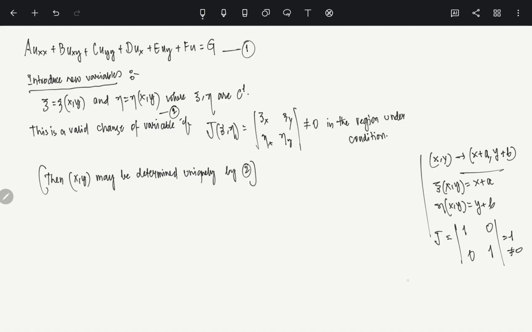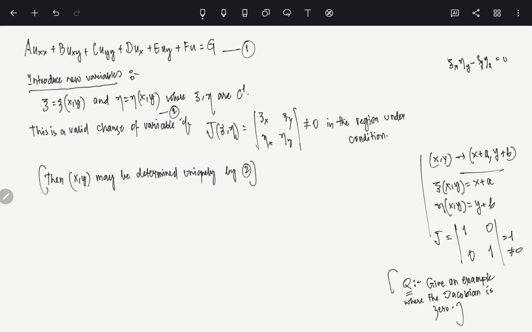Now there is a very simple question I wanted to answer: give an example where the Jacobian is 0. How do you find something like this? I am not going to do this, but I will tell you what to do. Very simple. If the Jacobian is 0, then xi x times eta y minus xi y times eta x has to be 0.